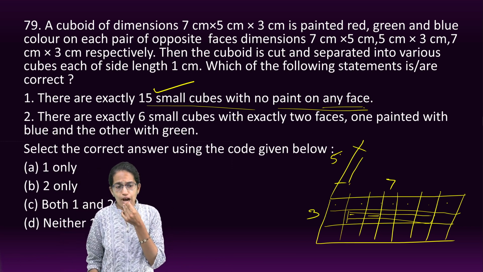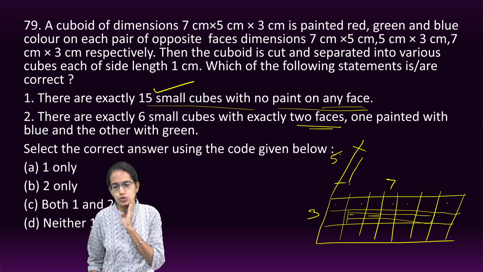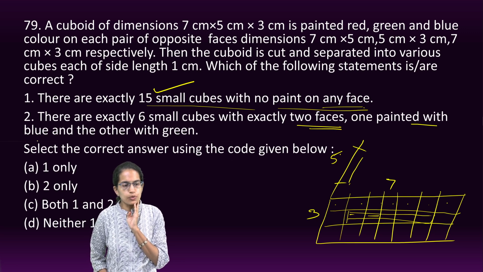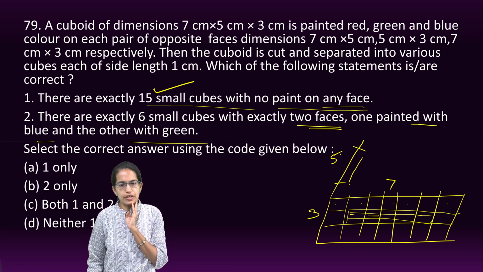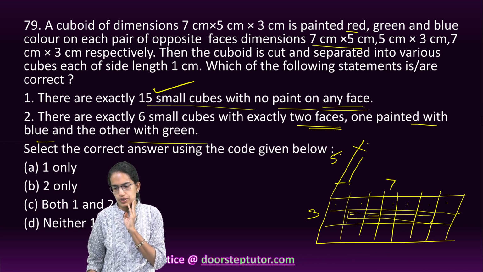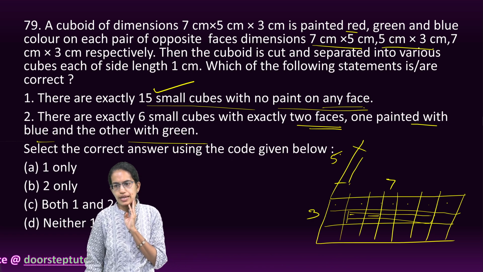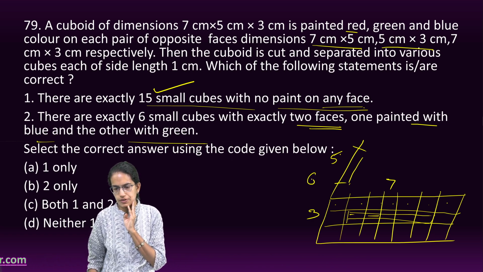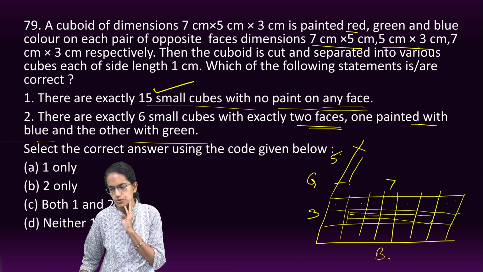Now, how many cubes would have exactly 2 faces, one with blue and other with green? Now, very important, red is 7 by 5. Okay, so this is red. 5 by 3 is green. So 5 by 3, this face is green. This face is, the face that I have shaded is blue. So this would be green and this would be blue again.